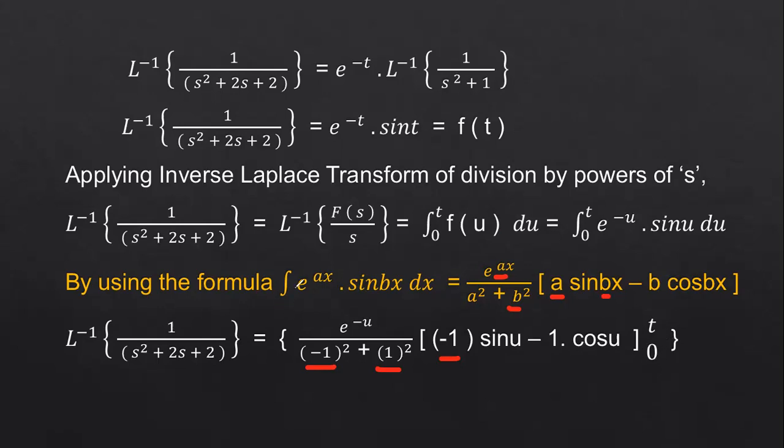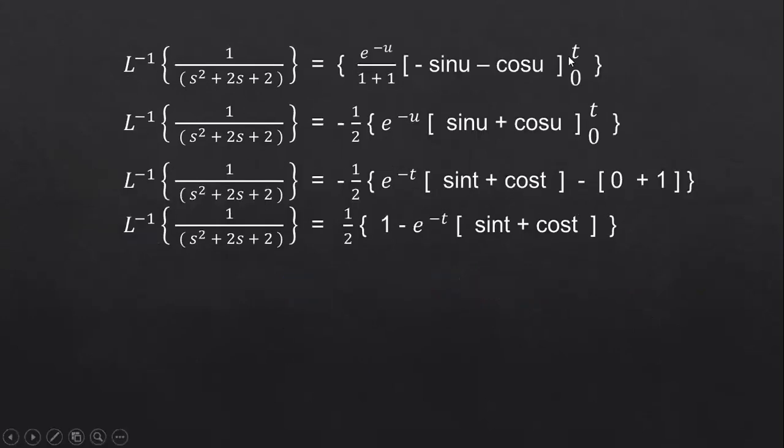So it is just the integration of e power x sine x, but here we'll have limits, that is, it will vary from 0 to t. So we'll apply this 0 to t. After simplifying, finally we'll get Laplace inverse of 1 by s square plus 2s plus 2 as e power minus u by 1 plus 1 into minus sine u minus cos u, where this integral varies from 0 to t. Now you have to apply the upper limit and lower limit in this function.